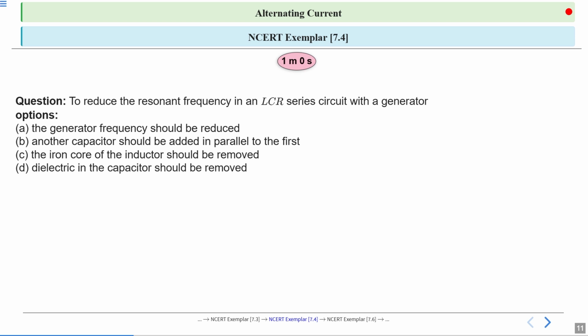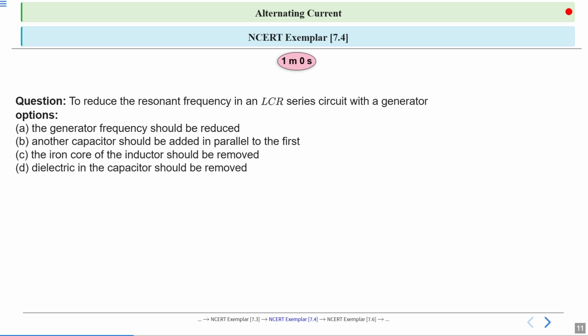So next question: to reduce the resonant frequency in an LCR circuit with a generator. Options are the generator frequency should be reduced. So to reduce the resonant frequency, omega naught equals 1 by root LC. Okay, so to reduce the resonant frequency in an LCR circuit with a generator.